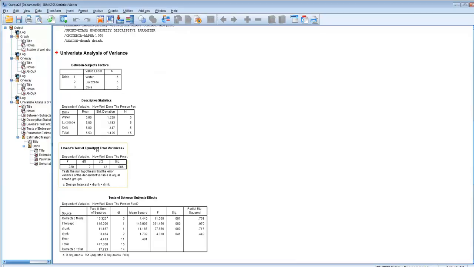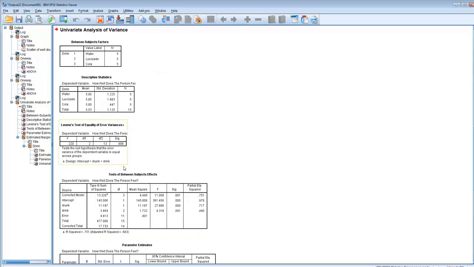Do we have a violation of the homogeneity of variance assumption? No, we don't, because this is not significant, suggesting that the variance of each one of these groups, water, cola, and Lucozade, are similar. Therefore, we can interpret our data without problems. Let's look at our test of between subjects effect.